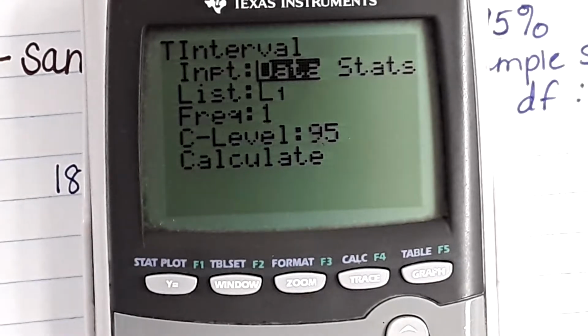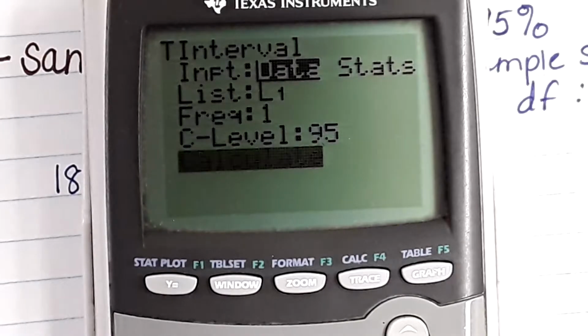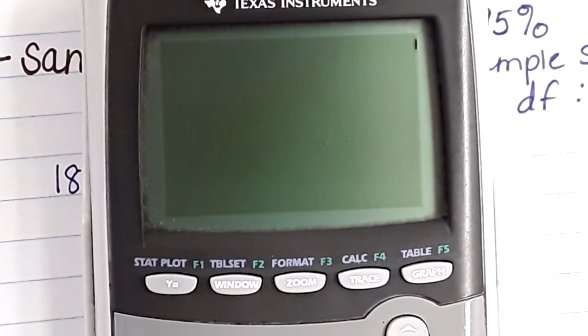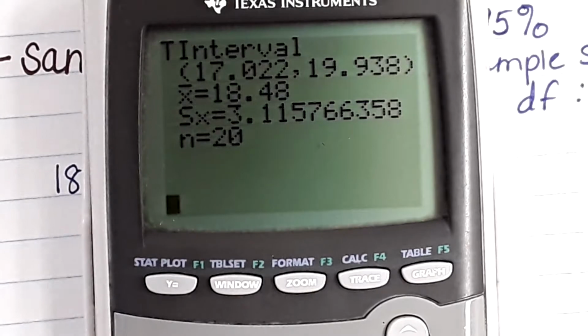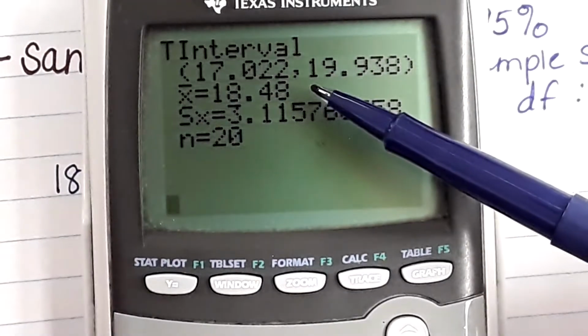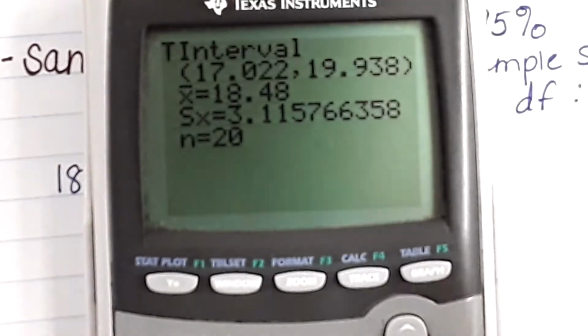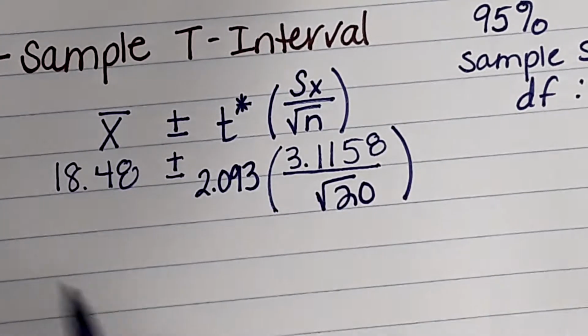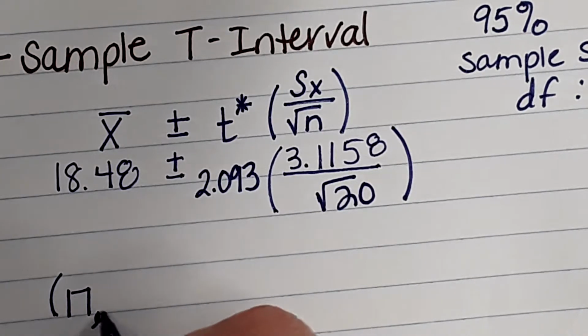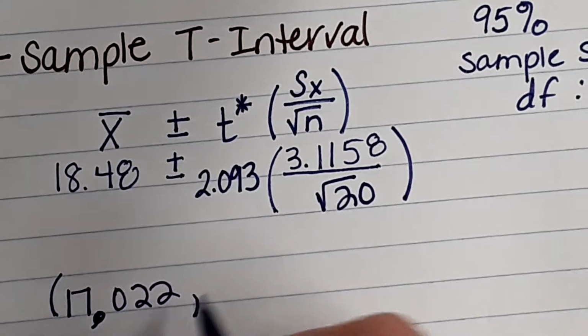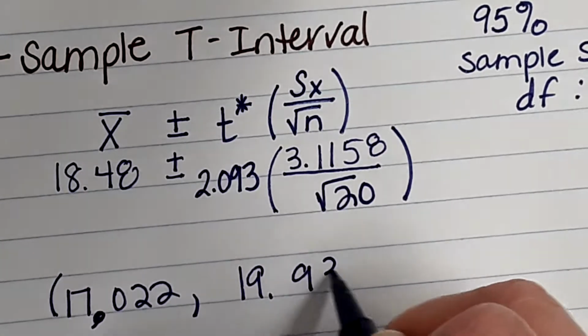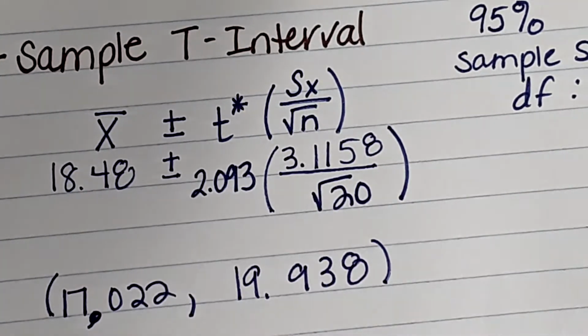We want to be 95% confident. How did I know that? They gave it to us. And then we're going to hit calculate. Notice it should match everything that we had, right? There's my X bar. There's my standard deviation. And then they gave me my interval. So we're going to write my interval down. So the interval would be 17.022, comma, 19.938. So that's our interval.